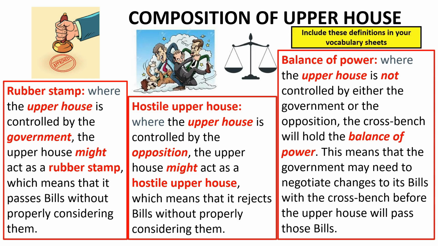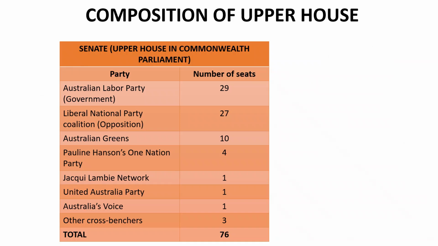Look down the left-hand side of your vocabulary sheets, find the terms rubber stamp, hostile upper house, and balance of power, and write these definitions in there. Note that the terms rubber stamp, hostile upper house, and balance of power are only used in the context of the upper house, not in the context of the lower house.